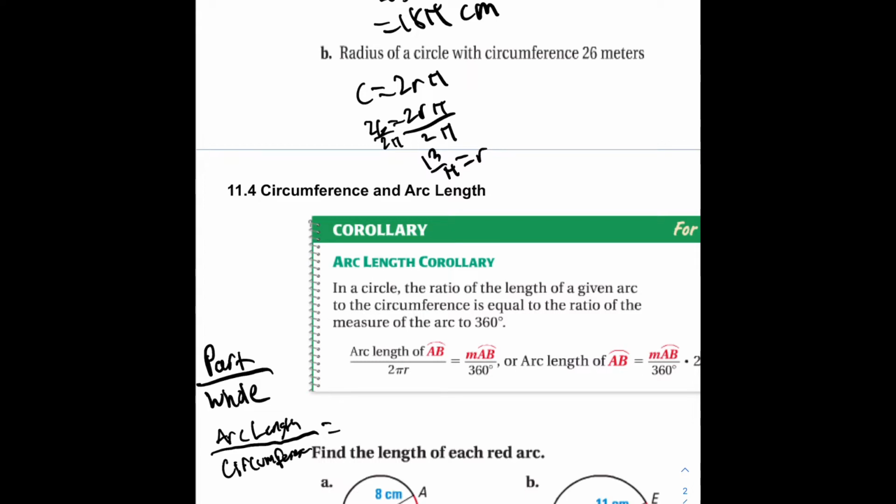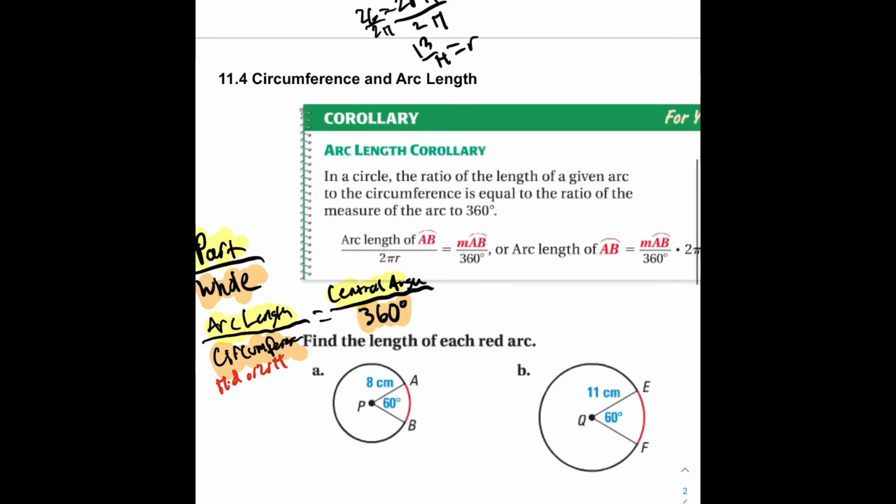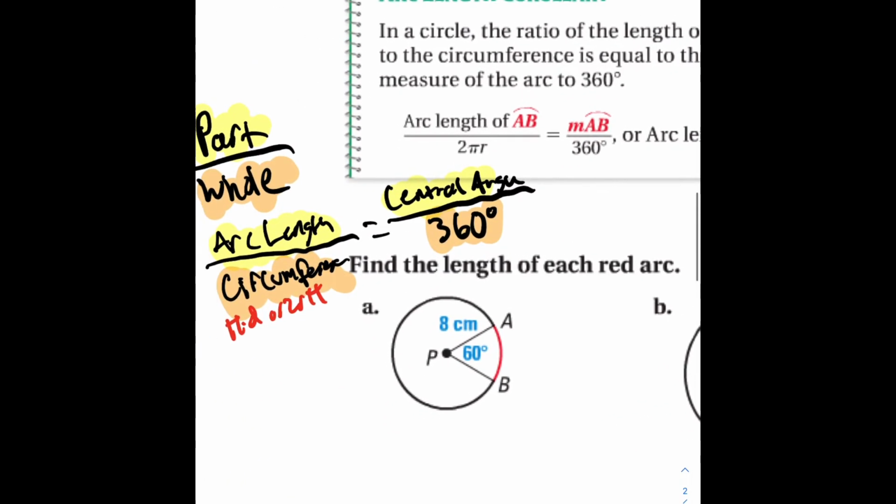equals whatever degree measure, whatever our central angle is, all over how many degrees does a circle have? 360. So it's a part to whole ratio because these are parts of the circle, whereas our denominator is the whole thing. Now we have two different formulas we can use for that, pi times diameter or 2 radius times pi. We're going to use this to set up our proportion basically every single time.